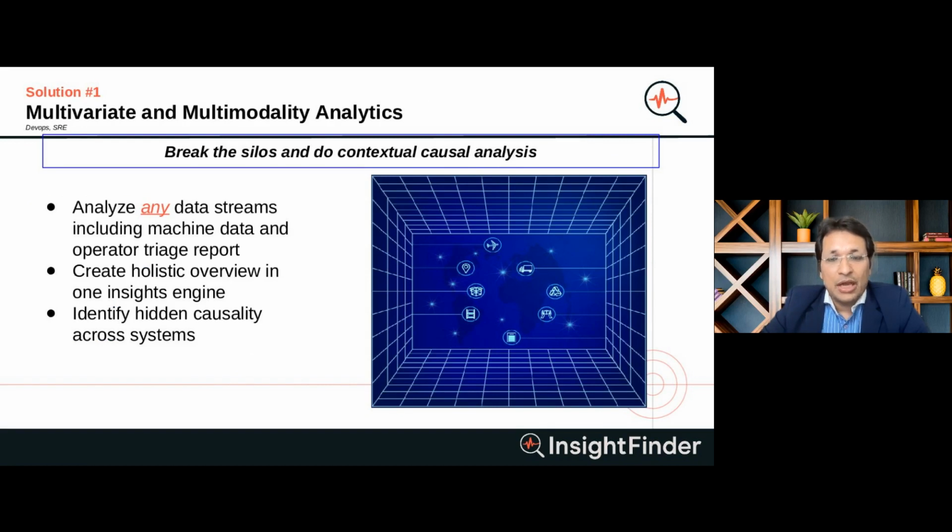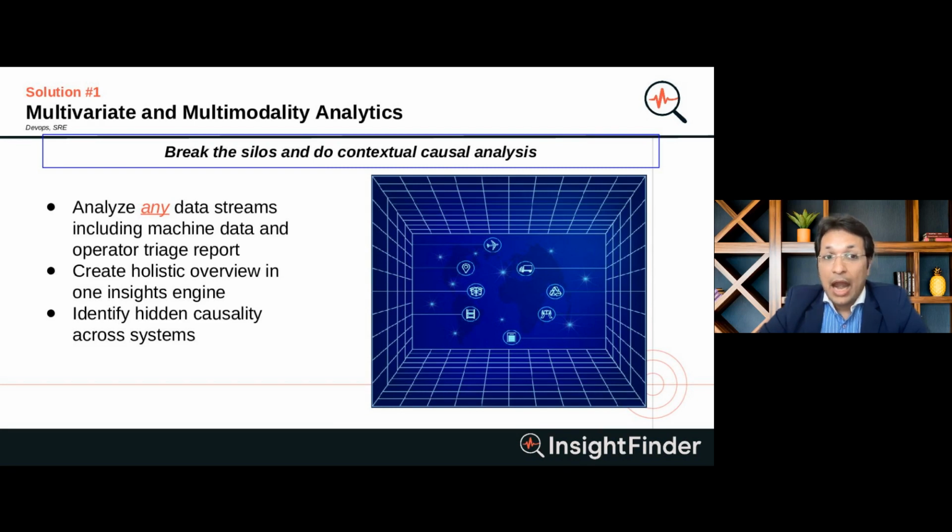First and foremost, I'm going to talk about having multivariate and multimodality analytics. Multimodality is the application of multiple literacies within one medium, which means bringing different streams of data together for analytics. It will help you drive the most contextual correlation out of it, breaking the silos that we just talked about.